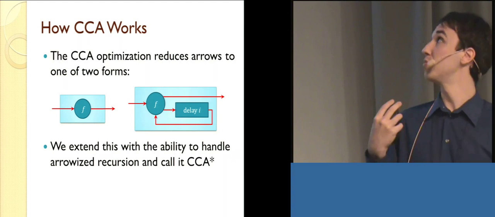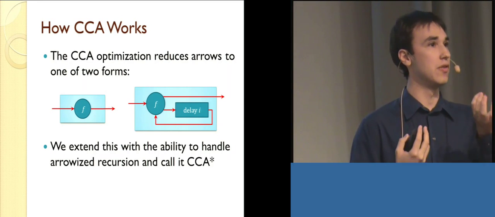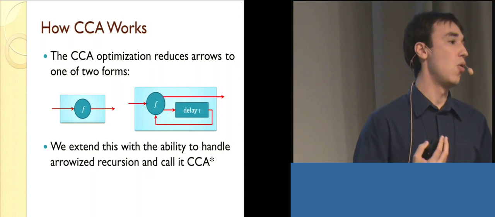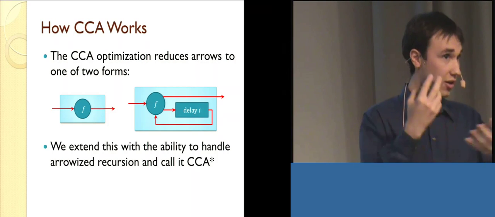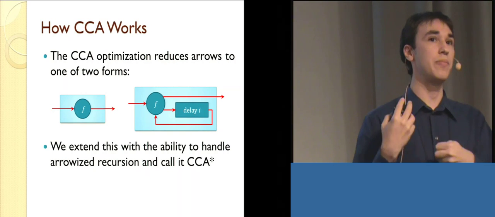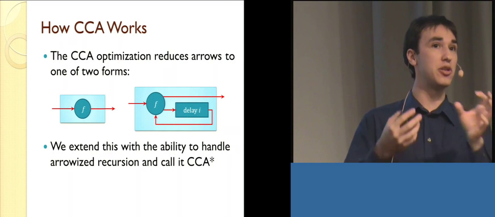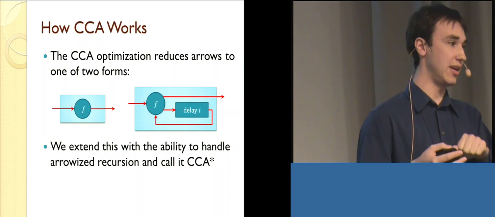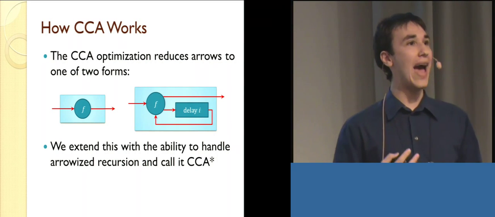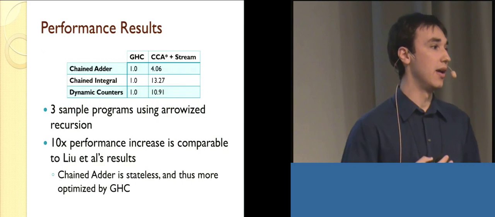But first I'm going to take a quick look and explain how CCA works. When you have these extra laws of causality and commutativity, you can reduce a whole arrow structure by rejiggering it over and over into something that's either a totally pure function, or a totally pure function with one piece of state, one delay loop feedback state thing. When we add in the ability to handle arrowized recursion, we call it CCA star.